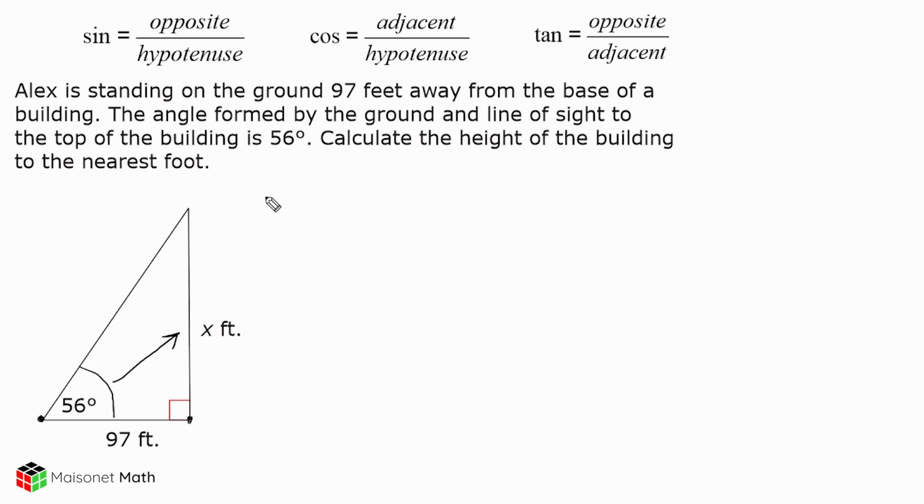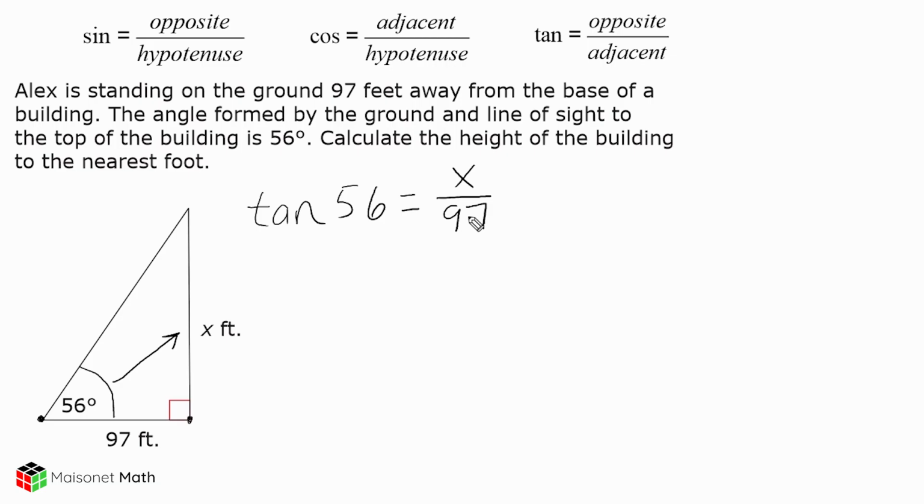So what we're going to do is find the tangent of 56 degrees, and we know that's going to be equal to our opposite over adjacent line segments, which in this case is going to be x over 97.